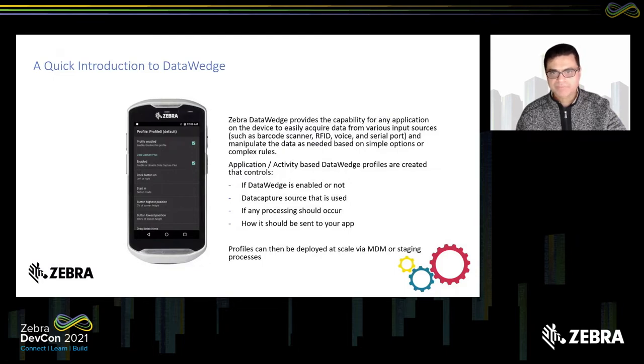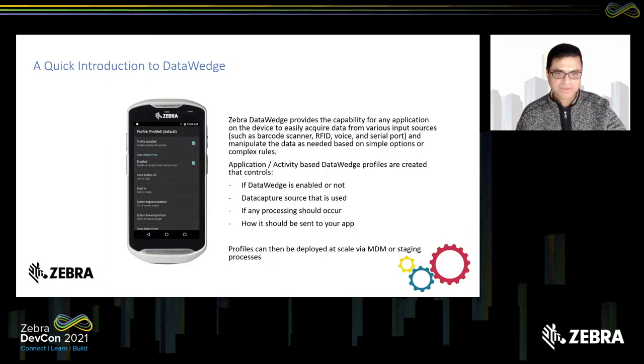Quick introduction to DataWedge. DataWedge is a service running in the background, and it helps you with data capture. You configure DataWedge to tell it what application you want DataWedge support for and what screen you want DataWedge support for. And then you create a profile. In that profile, you define if you want to process the data before it's sent to your application. You will also define how the data is sent to your application, through a keyboard mechanism or through an intent broadcast. Keyboard mechanism is the easiest one, where you don't have to write any code.